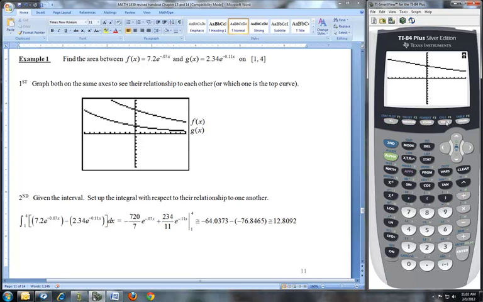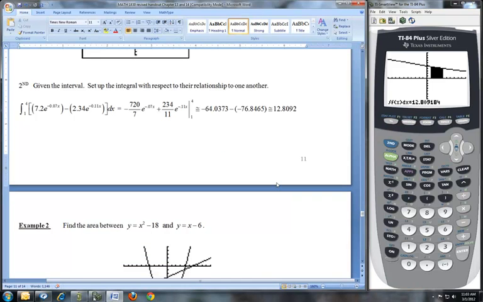Second, trace for the calc menu, number 7, and let me go from 1 to 4, which are my values that I've got back there, and let's see if my shaded area jives with what I've got. There it is. Remember, I do like checking myself. Well, let's see the next problem.